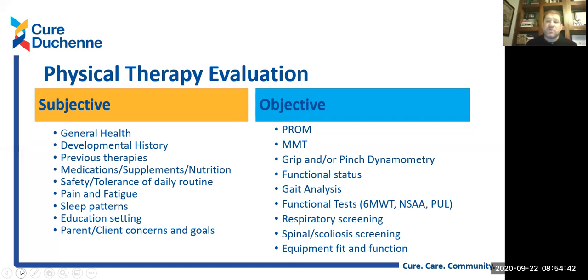And then a respiratory screening. I'm not a respiratory therapist, so I'm not going to be doing all of those pulmonary function tests, but just getting an idea of, are they taking in enough air? When I ask them to take a deep breath, does it look like they're really filling up their lungs, or are they just shallow breathers? Looking at spinal scoliosis screening. So basically, lifting up their shirt, do I see a curvature? Are they really shifted to one side?